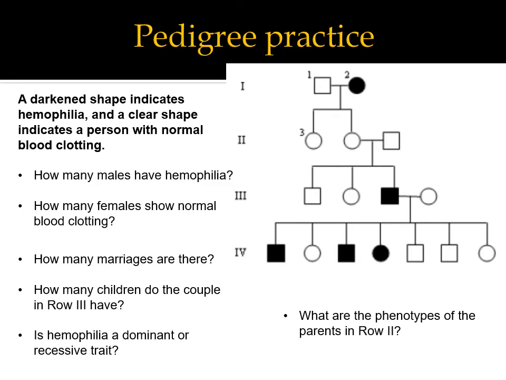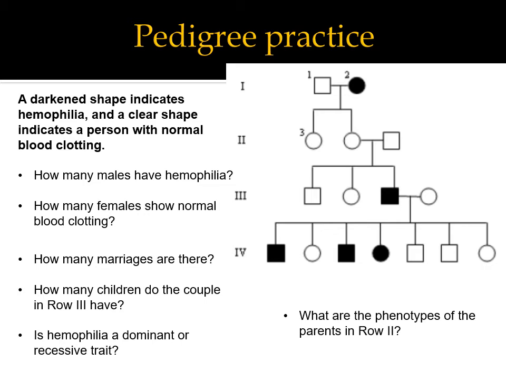Okay, we are just hitting 19 minutes on the clock now, and we just have 2 pedigree practices to go. So we're going to get through this pretty quick, and then we're done for today, and done for this chapter, really. So we're going to do this practice pedigree here. It says a darkened shape indicates hemophilia, and a clear shape indicates a person with normal blood clotting. So the affected people in this case have hemophilia, which if you remember is when you can't stop bleeding, you have trouble blood clotting normally.